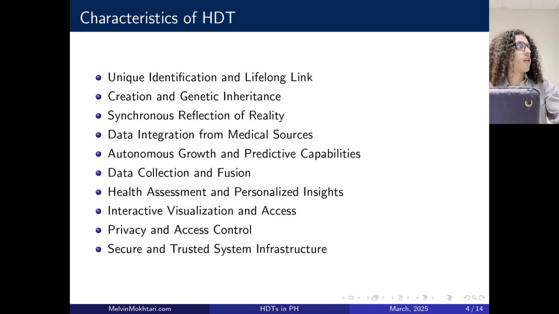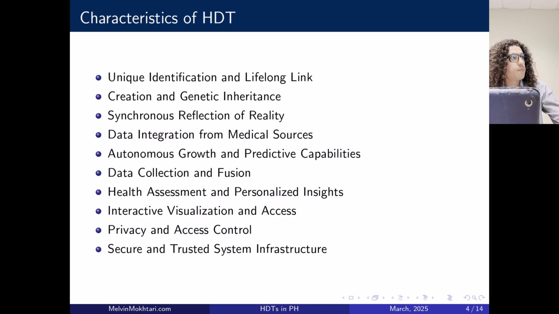Health assessment and personalized insights. Well, your HDT pulls in data from everywhere. As I said, wearable sensors are one of them, which track your vitals, your lifestyle info, and even environmental data. So it's all about getting the big picture of your health. And using all of that data, your HDT can do health checkups and give you some personalized advice. So imagine you are using AI and big data, and they're both doing math and calculation to keep you healthy and share some results with you and your physician, which is pretty awesome.